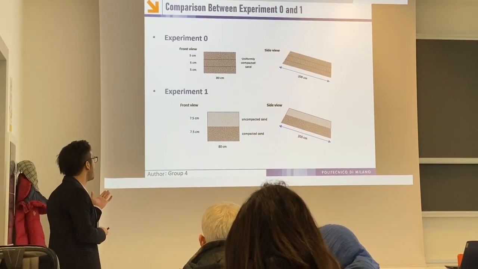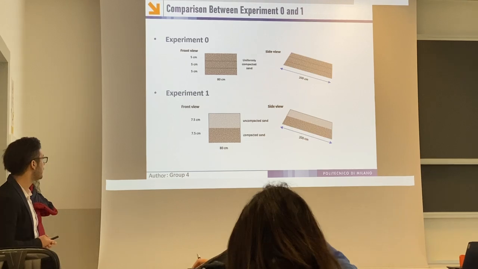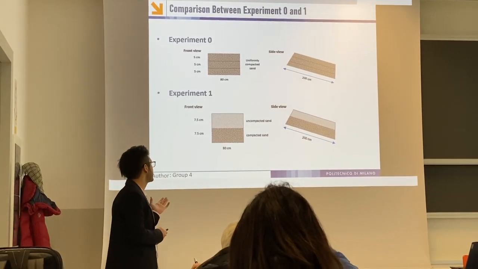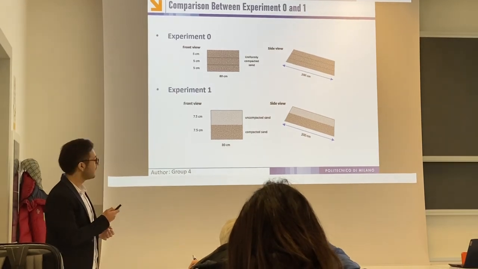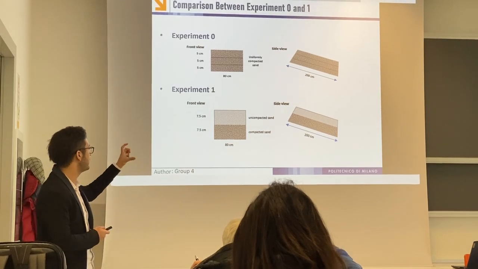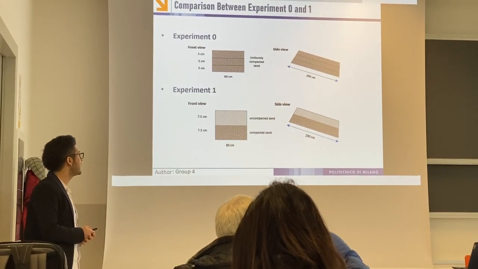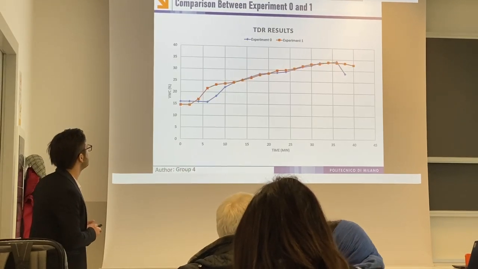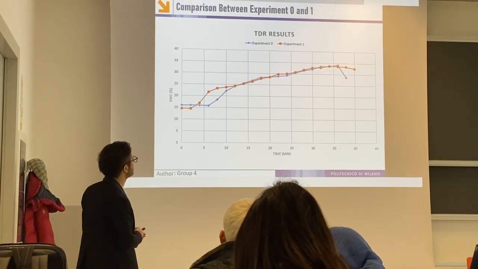In experiment 1, however, we have 2 layers of 7.5 centimeters. The top layer is uncompacted sand and the bottom layer is compacted. And we have tried to investigate how this variation in physical characteristics will change the results of our experiment. So this is the comparison between the TDR sensor results.